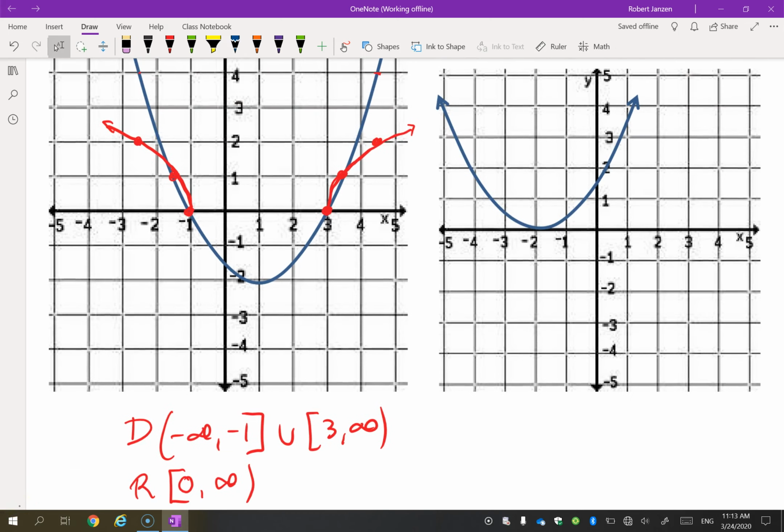Alright, last one of the parabolas. Again, here's f of x. Take the root of each of the values that you know. Well, you know that at 0, the root of 0 is 0. You know that at 1, the root of 1 is 1. And you know at 4, the root of 4 is 2.